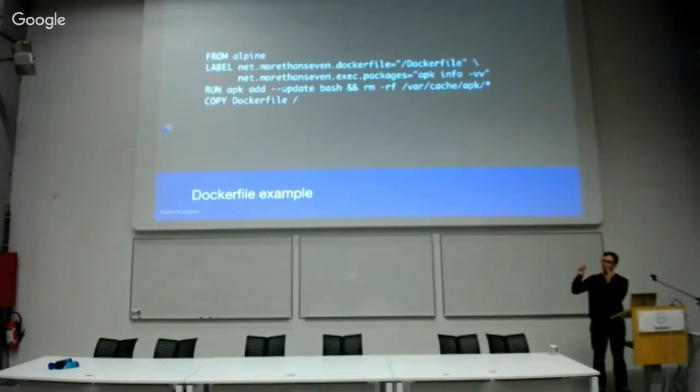But what I want to focus on are the two labels. I prefixed them with net.more-than-7, which is my domain, but you can sort of ignore that bit. It would be potentially interesting to look at global namespace standards for labels, but that's a different conversation. The idea is the bit at the end. So basically, we've got .dockerfile.